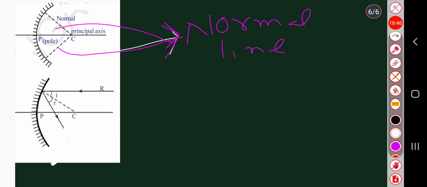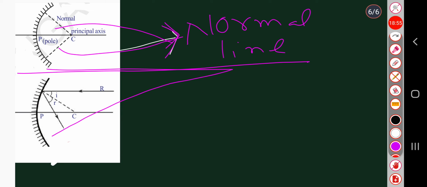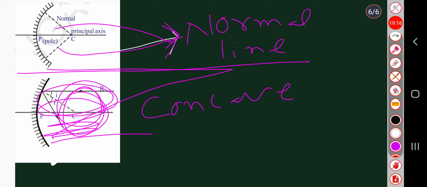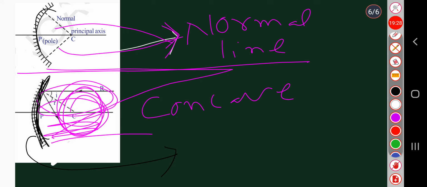Okay. Now look at the next diagram. Can you tell me what you call these two mirrors? Are these two mirrors convex or concave? Definitely they are concave. Why? Because the reflection is taking place inside, not outside. The silver coating is outside. This is the silver coating.